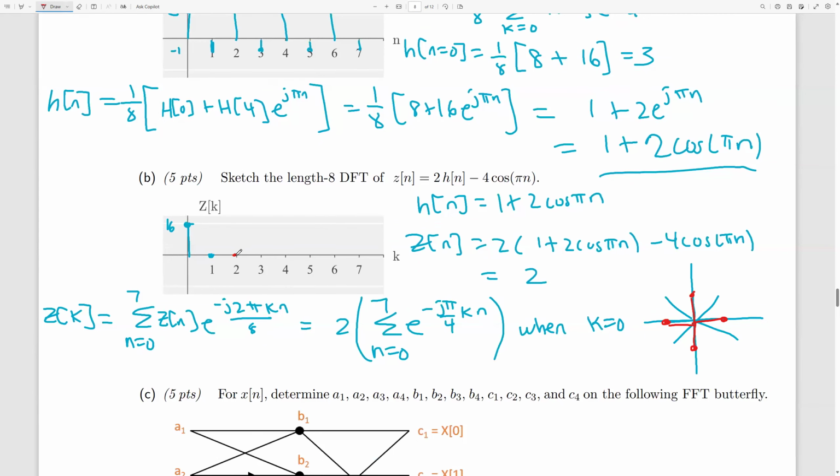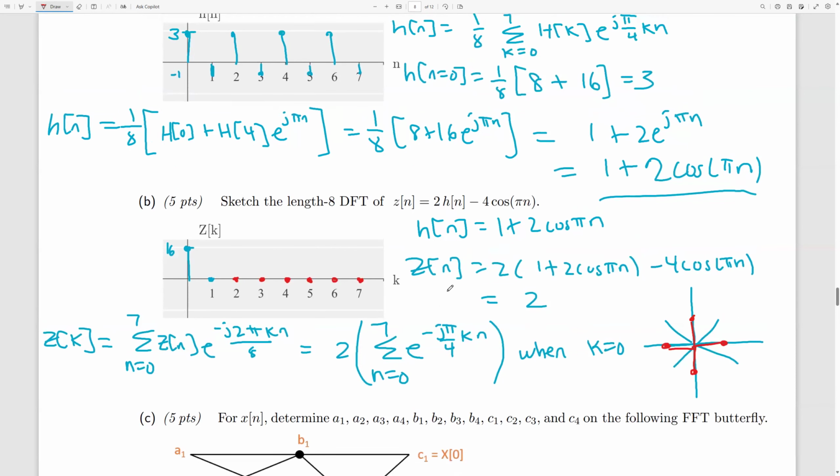So you can leave it like this. If you have a different way of proceeding on this question, that'd be fine. This is just the simple brute force calculation. You just plug it through and you can see there's an obvious symmetry to the problem.